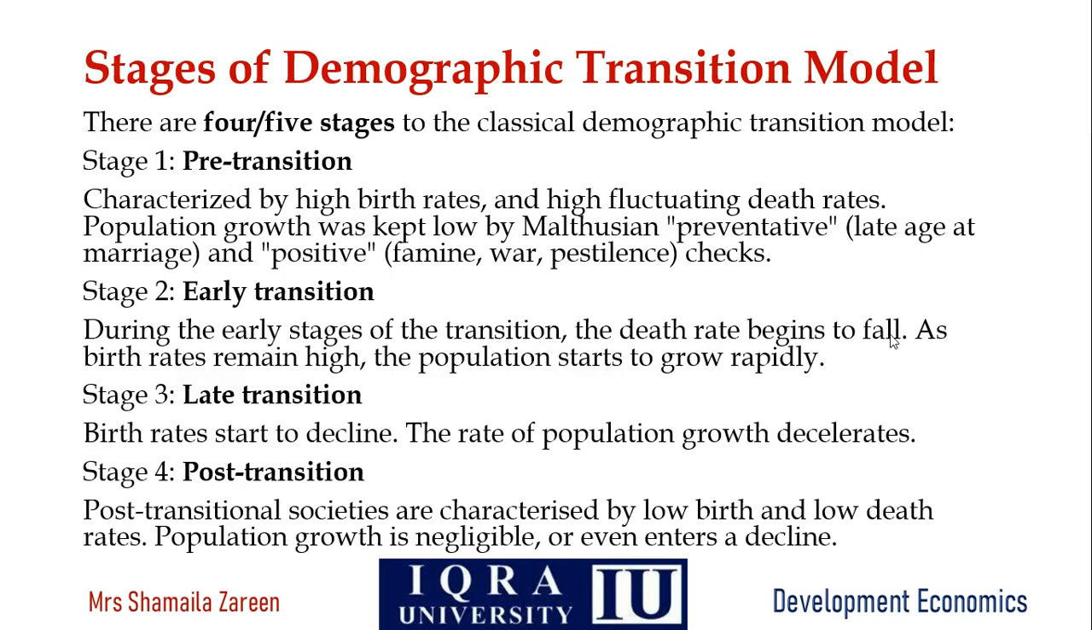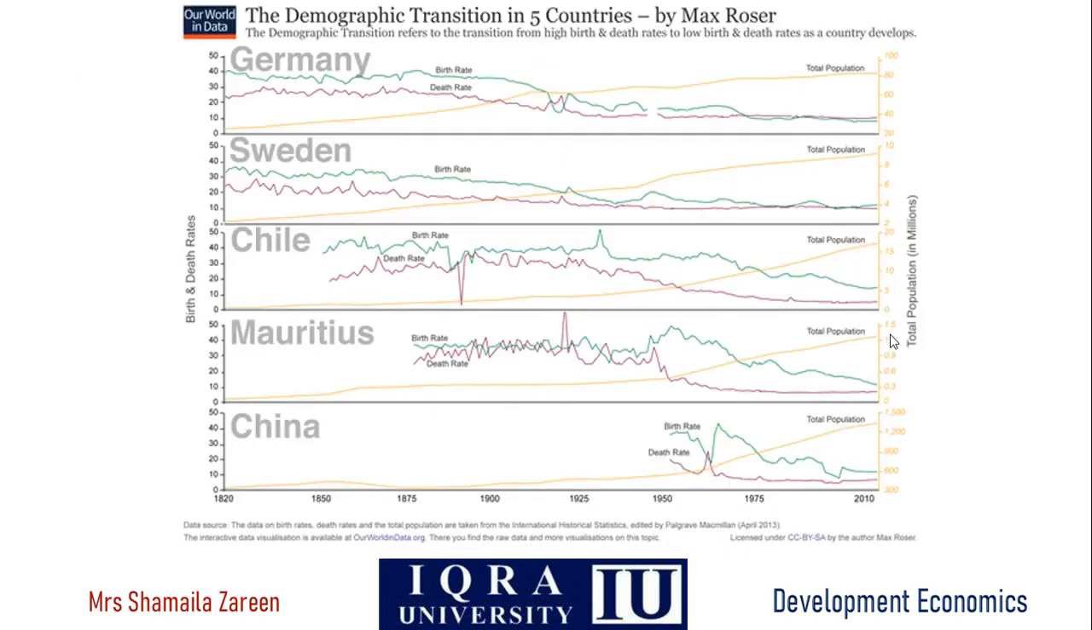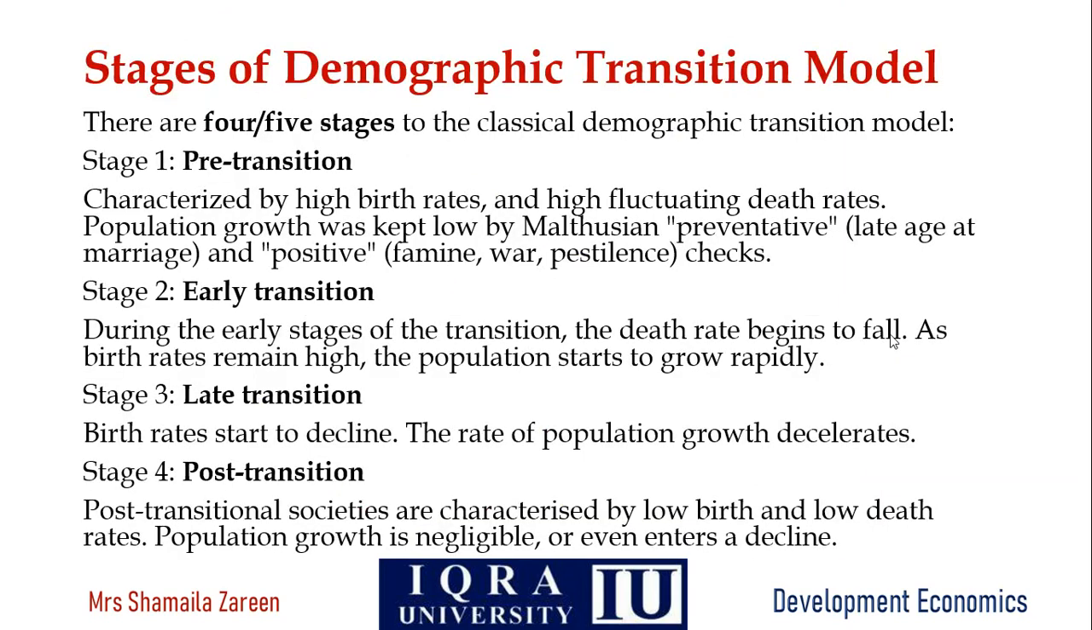These are showing the stages of the demographic transition model, and there are 4 or 5 stages, and these are pre-transition, early transition, late transition, post-transition. So first of all, we are explaining the pre-transition. As I have explained, this is showing the high birth rates and high fluctuating death rates.